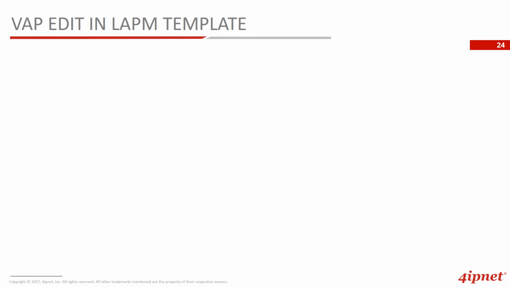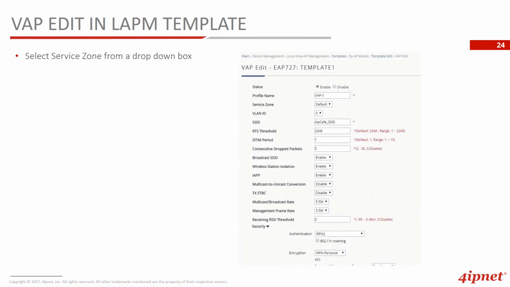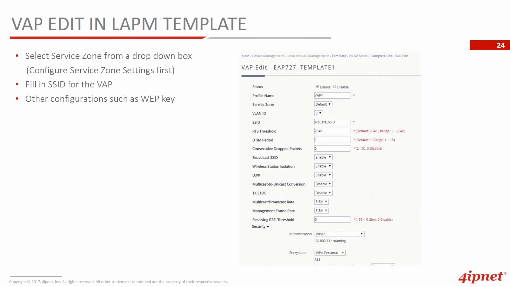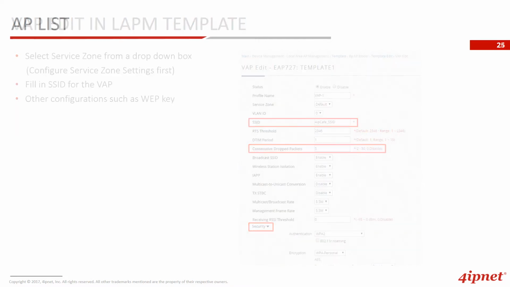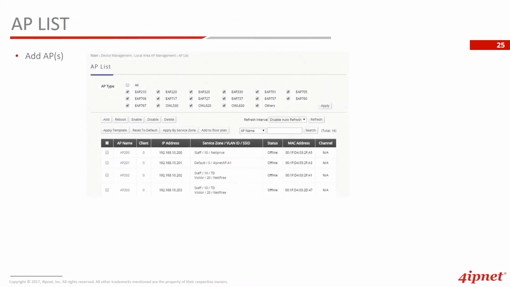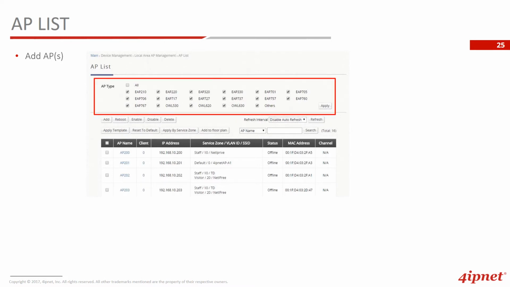The VAP edit page is slightly different from that of WAPM, but it still serves the same purpose to present the main parameter profiles such as SSID, consecutive dropped packets, and security settings. As for the AP list, there are a few minor differences. All AP types are listed together, and you have the option to check off the models you do not need to view.